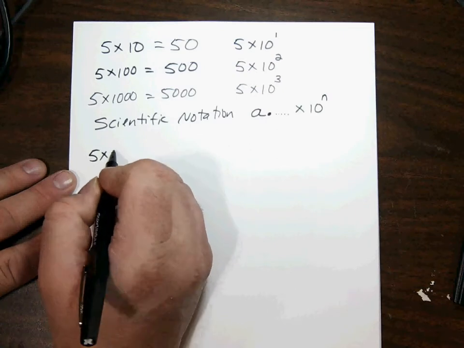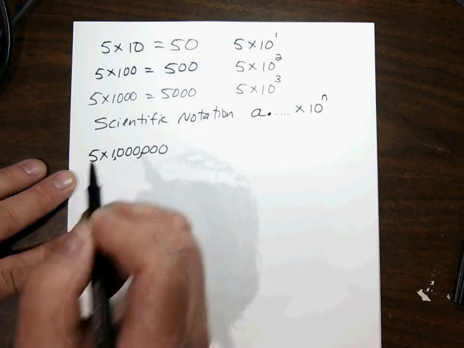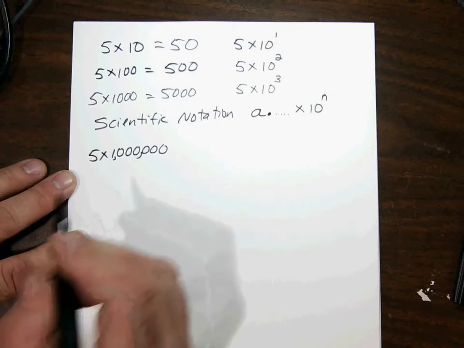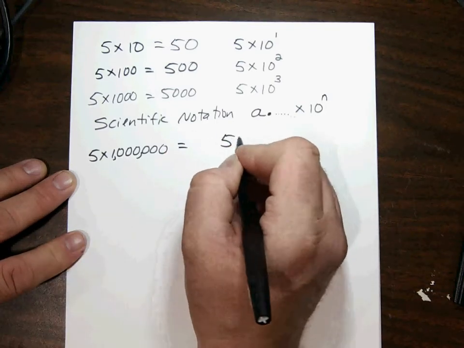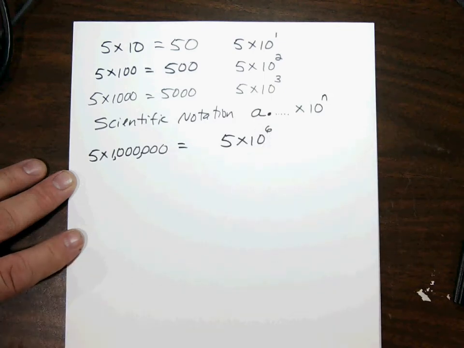5 times a 1 with 6 zeros, that's 5 times 1,000,000. We know that's 5 million. Well, I can just write it like that. 5 times 10 to the power of 6. It's going to give me 5 times 1,000,000, 5 million. Okay? So that's large numbers.